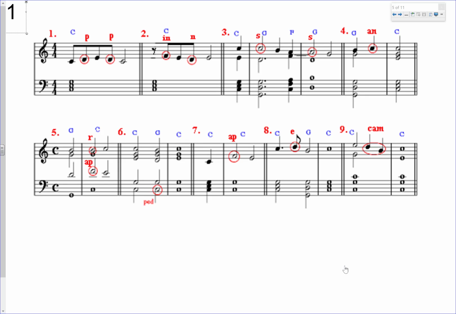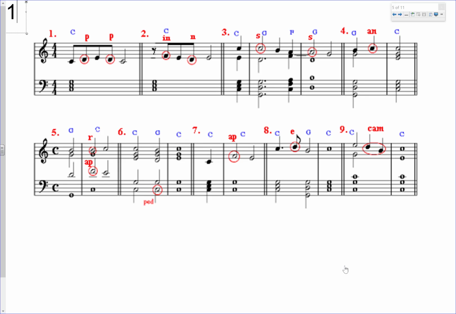Let's listen to measure 2. Here it is again. So that measure we had an incomplete neighbor and a neighbor.